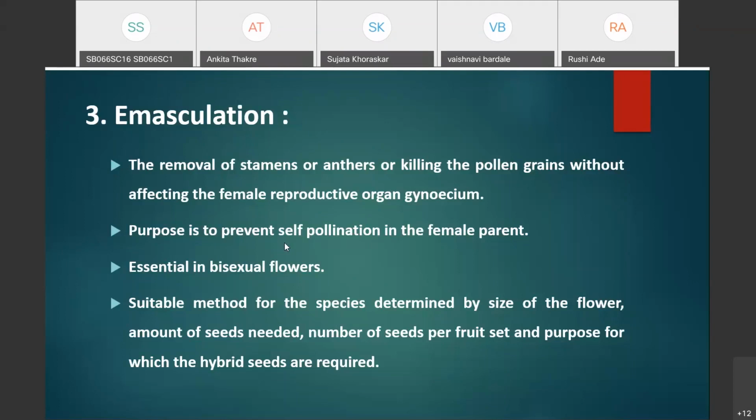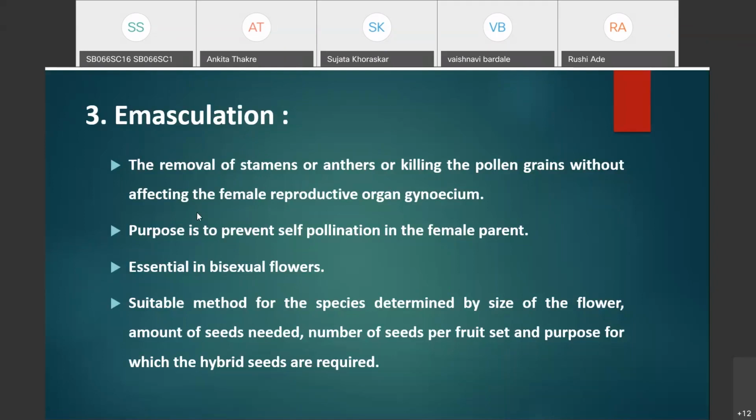Okay, the purpose of emasculation is to prevent self pollination in the female parent. Then, generally, emasculation in dioecious plants. What do dioecious plants mean? The male flowers and the female flowers are present on different plants. In that case, simply the male plants are removed from the field. It is very simple in the case of dioecious plants.